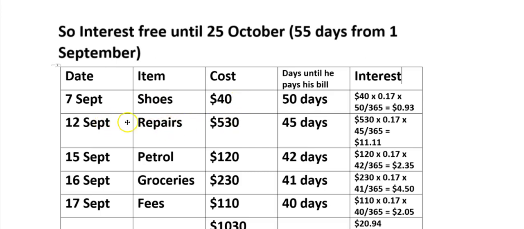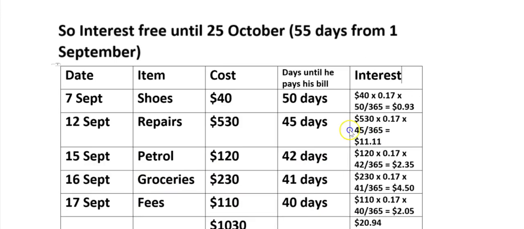Similar thing for the repairs. 12th of September, how many days between the 12th of September and the 27th of October? From the 12th of September to the 30th of September is 18 days. 18 plus 27 is 45 days. Similar calculation, 45 out of 365. Similar all the way down.